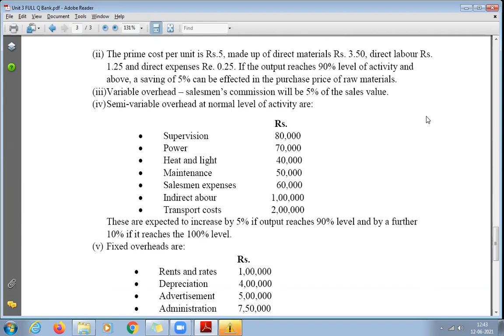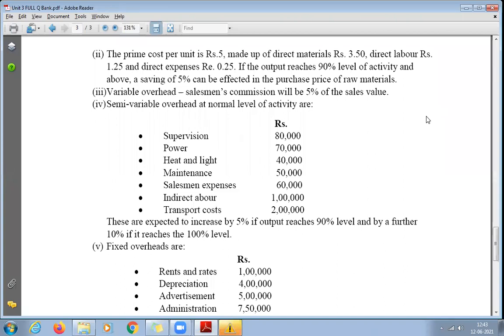Second one, the prime cost per unit is rupees 5, made up of direct materials, rupees 3.5, direct labor, rupees 1.25, and direct expenses, rupees 0.25. If the output reaches 90% level of activity and above, a saving of 5% can be effected in the purchase price of raw materials. Third one, variable overhead, salesman's commission will be 5% of the sales value.